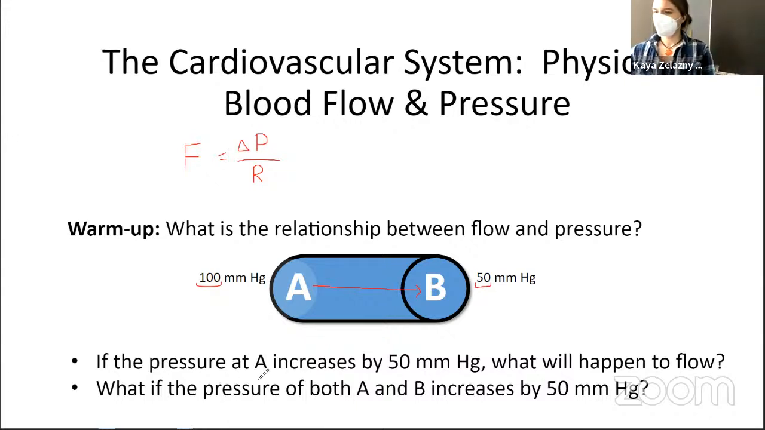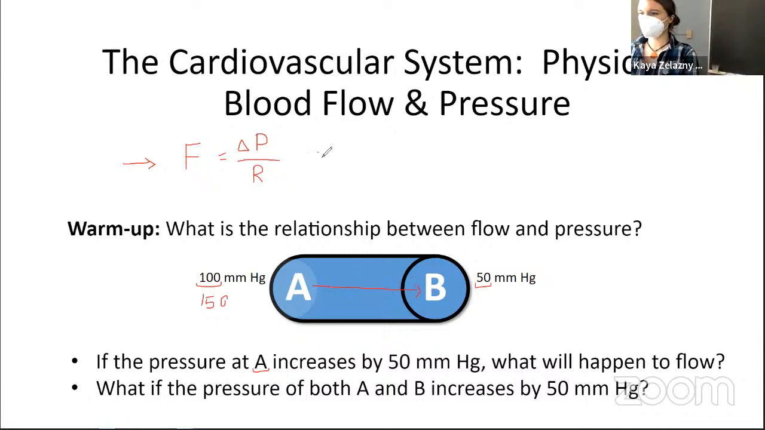So the next piece of information is we're saying A increasing by 50 millimeters of mercury. So now we're at 150. Now remembering what our relationship of flow and pressure is, what would we expect to be happening to the flow? Let's think of that flow as a rate, maybe. Yeah, exactly. So our flow would increase because we have a greater difference in pressure, right?